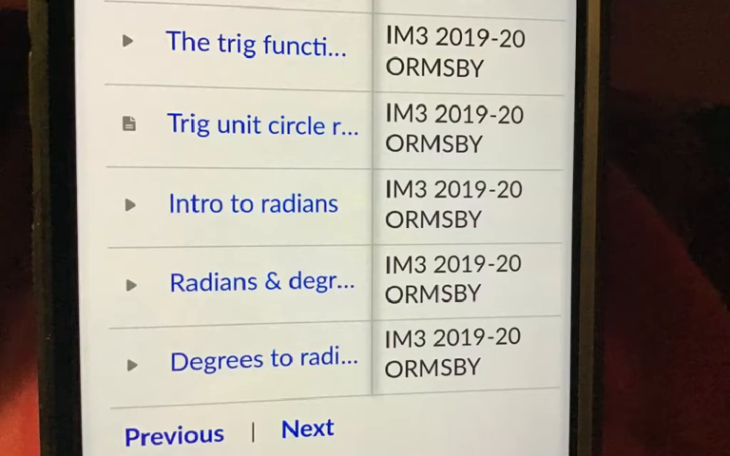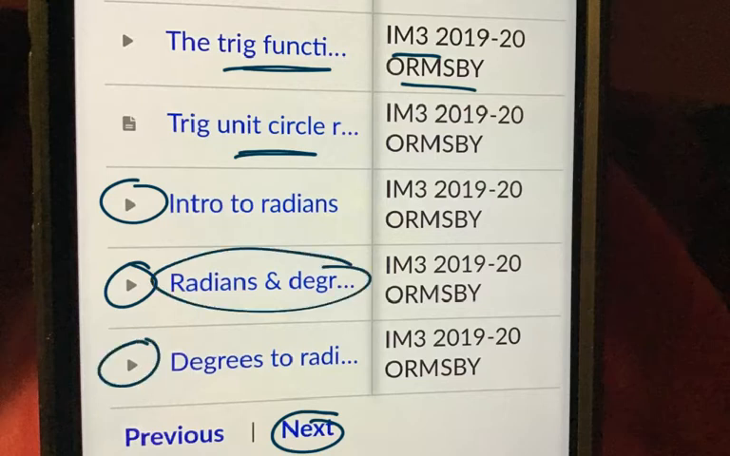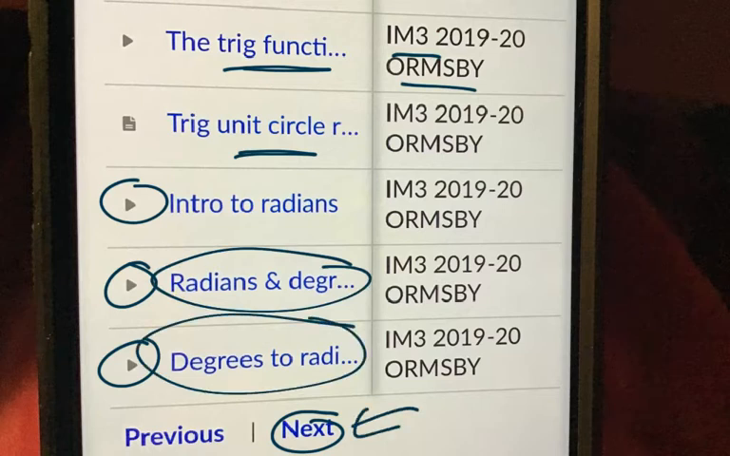So for example, I decided to use my phone just to get comfortable doing it on the phone, since some of you are doing that. And if you're in IM3, I skipped a few pages. I clicked next here a few times, and finally I came up with the section on trig functions and the unit circle. And notice there's a couple videos on radians and degrees. These are going to show you exactly what I'm going to do next. But I'm going to click on next one more time.